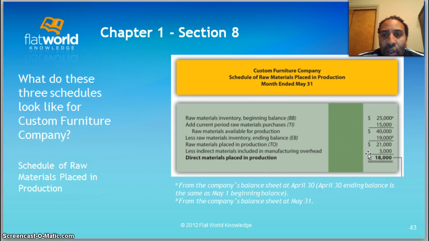So here we have the schedule of raw materials placed in production. Just follow along with me and think about the premise that we just used. So the raw materials beginning balance is $25,000.